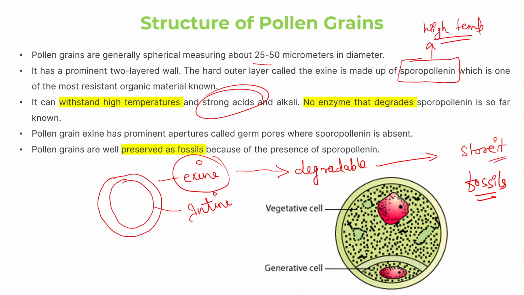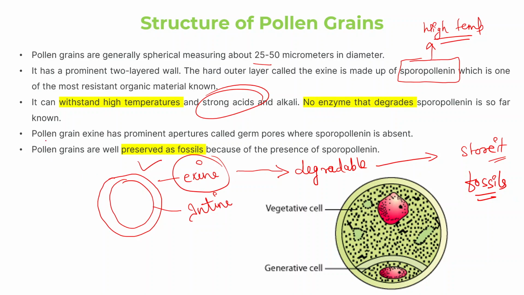No enzymes can degrade sporopollenin. So you could see that these pollen grains are very well preserved as fossils too, because if they are not able to degrade easily, we can store them for a longer time. Because of this sporopollenin, the pollen grains are also preserved as fossils.